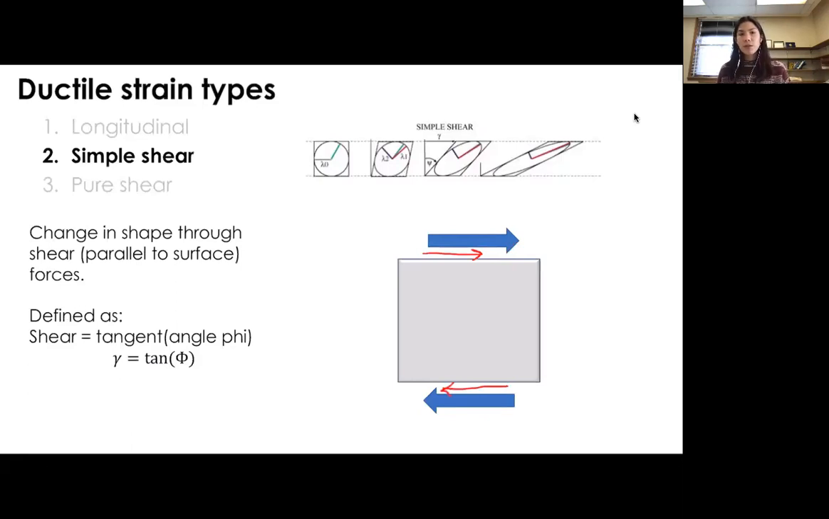A great analogy for this is if you take a stack of cards, index cards or playing cards, and hold them between your hands like this and slowly move your hands in opposite directions, that stack of cards will rotate and elongate, exactly like what this image shows here. So this is simple shear. It is some rotation of the material and elongation of it. And we define the amount of shear, the stress that occurs, through the tangent of the offset angle.